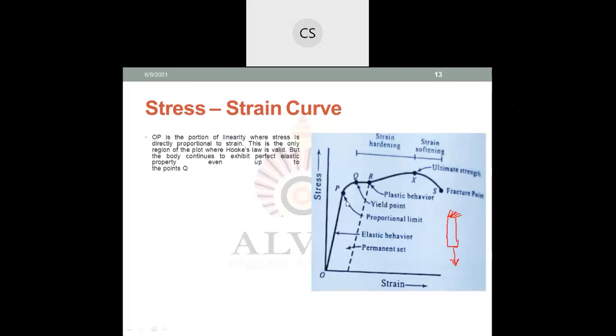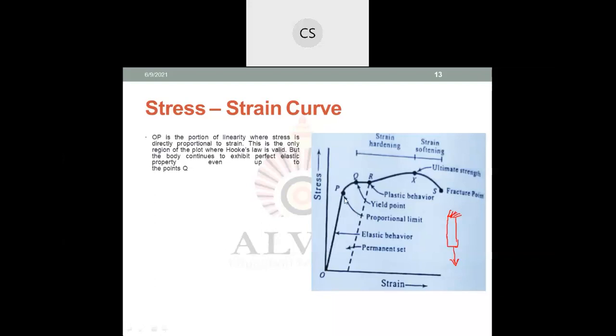Linearly increasing. So in this region, as soon as you remove the stress, the material comes back to the original point. That means it is elastic behavior. So up to OP, it obeys Hooke's law. Stress is directly proportional to strain. Straight line means it is Hooke's law. That means we say it is the proportional region, and P is the proportional limit.